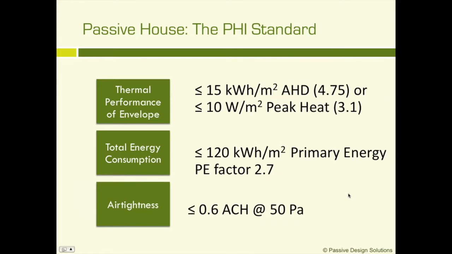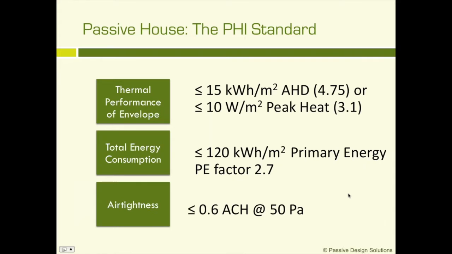So everybody, I'm sure, is very familiar with the PHI standard of 15 kilowatt hours per meter squared, heating and cooling, and a 10 watt per meter squared peak heat load. And I put those numbers 4.75 and 3.1 in brackets because the climate adjusted standard is in imperial, so just to give you the comparison.